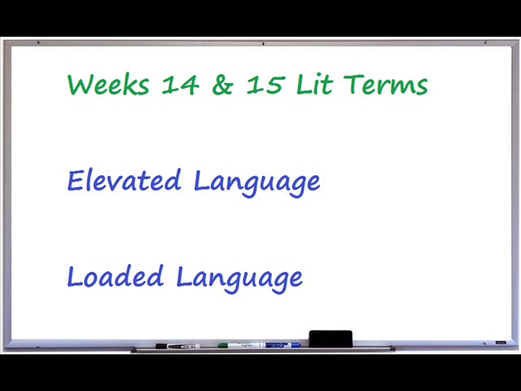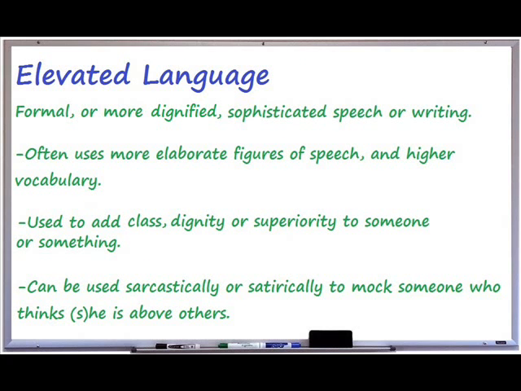This week, let's talk about elevated language and loaded language. Elevated language is another term for formal or more dignified, sophisticated speech or writing. It often uses more elaborate figures of speech. Elevated language is used to add a feeling of class, dignity, or superiority to someone or something that's being written or spoken about. It can also be used sarcastically or satirically to mock someone who thinks they are above others.